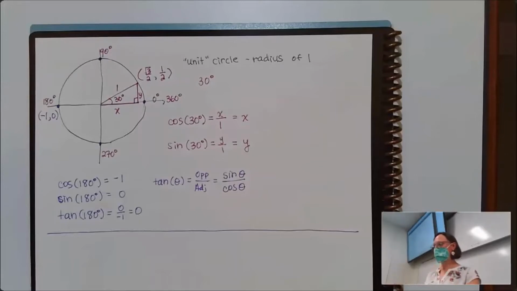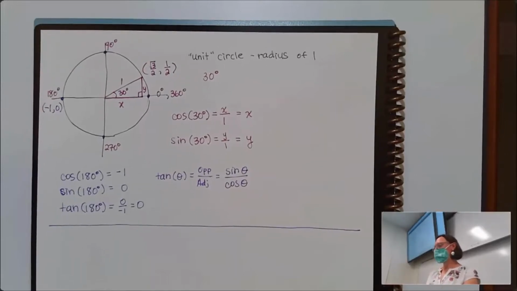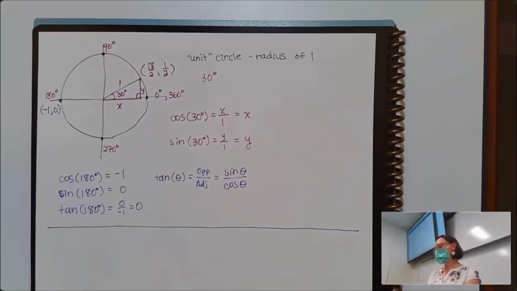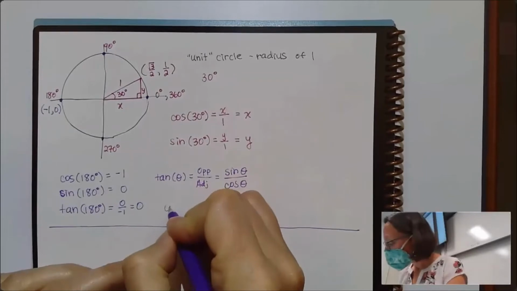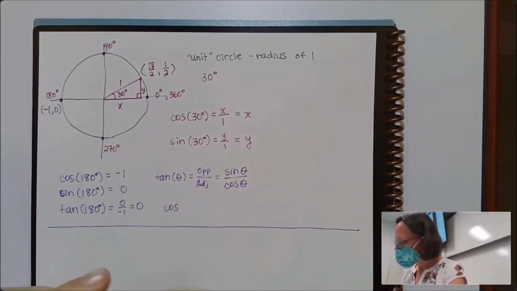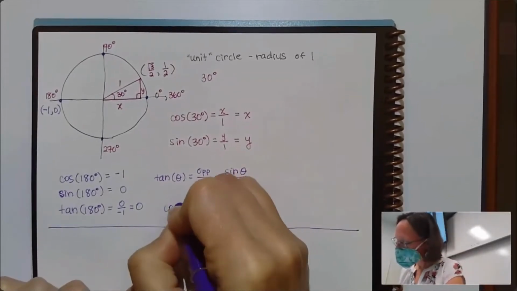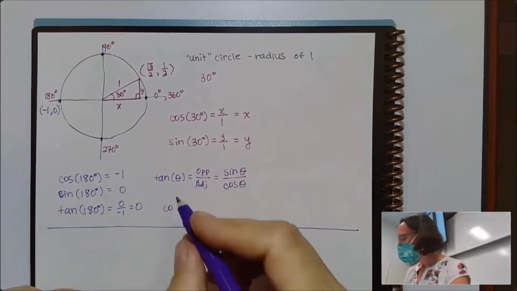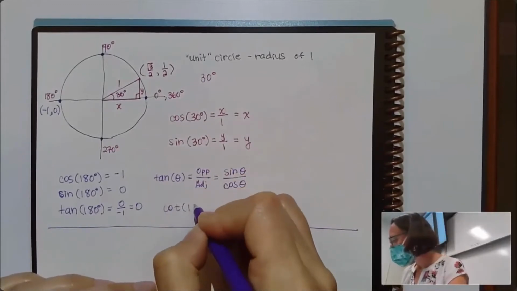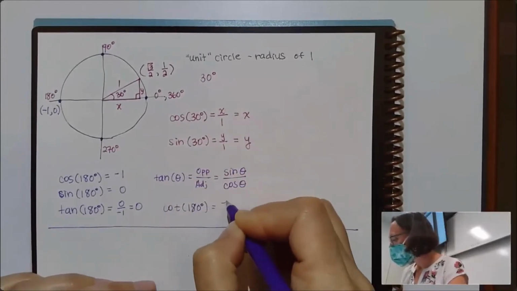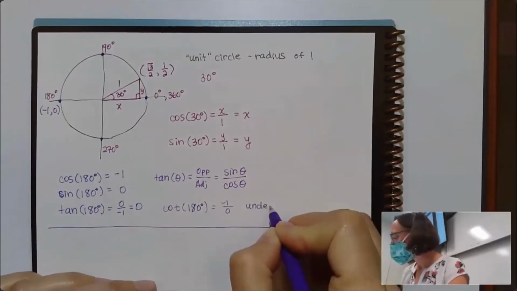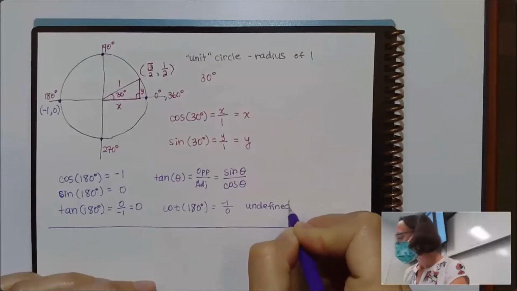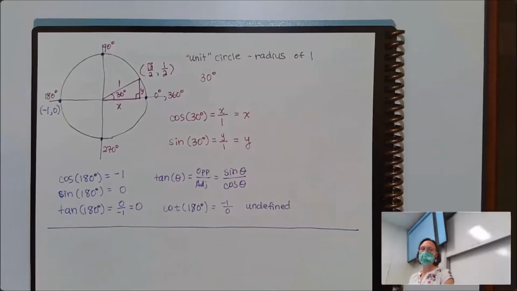Question, answers. Absolutely, excellent question. If I tried to find cotangent, not cosine, cosine's good, cosine's friendly. If I try to find cotangent of 180 degrees, we would get -1 over 0. So we just say that it's undefined.